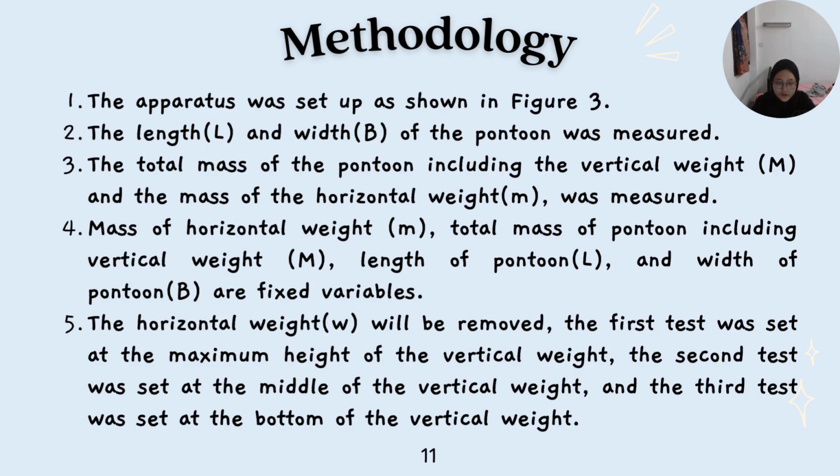Mass of the horizontal weight, total mass of the pontoon including the vertical weight, length of the pontoon, and width of the pontoon are fixed variables. The horizontal weight will be removed. The first test was set at the maximum height of the vertical weight. The second test will be at the middle of the vertical weight, and the third test was set at the bottom of the vertical weight.